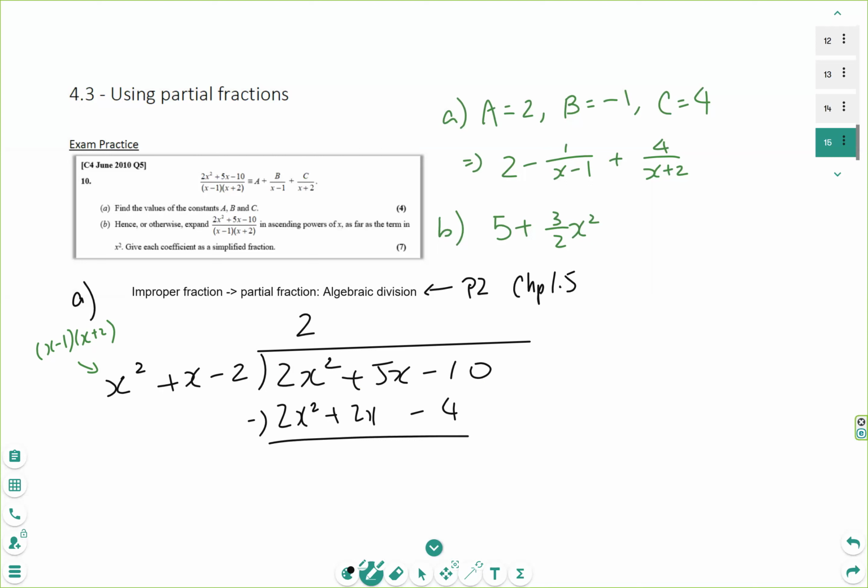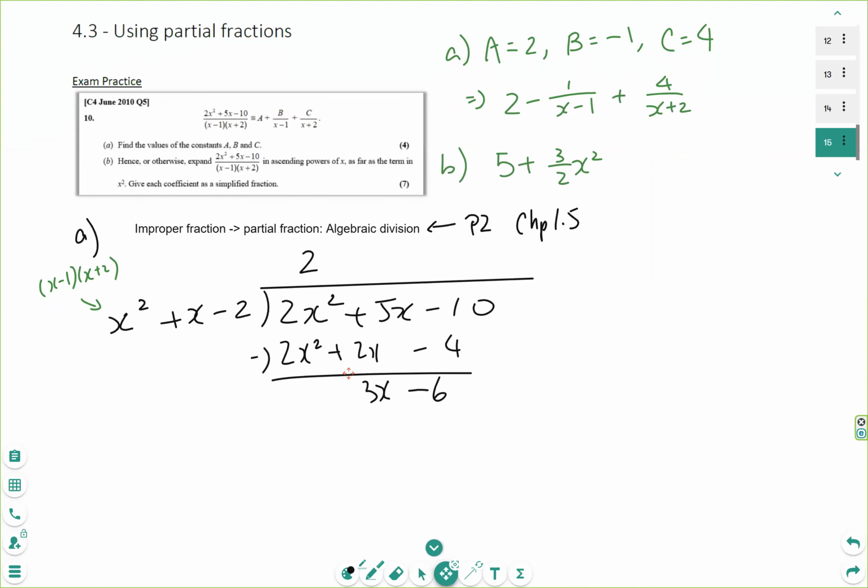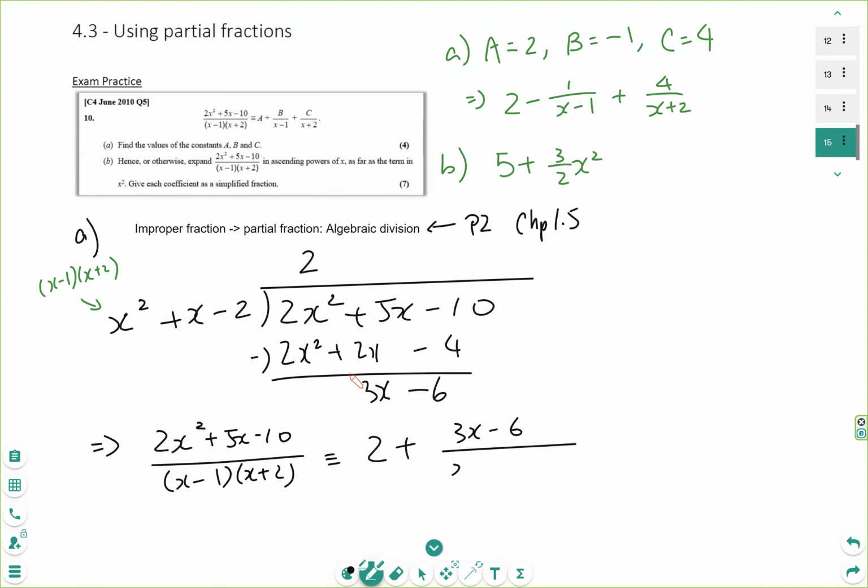Do a subtraction. That's 3x, minus 4, minus 10 plus 4 is minus 6. Am I right? Minus 6. Yes. So therefore, that gives you, we're not done yet. It's a 4 mark question, so we're not done yet. So plus 3x minus 6 over x minus 1 times x plus 2. That's now equivalent to 2 plus the remainder over the divisor.